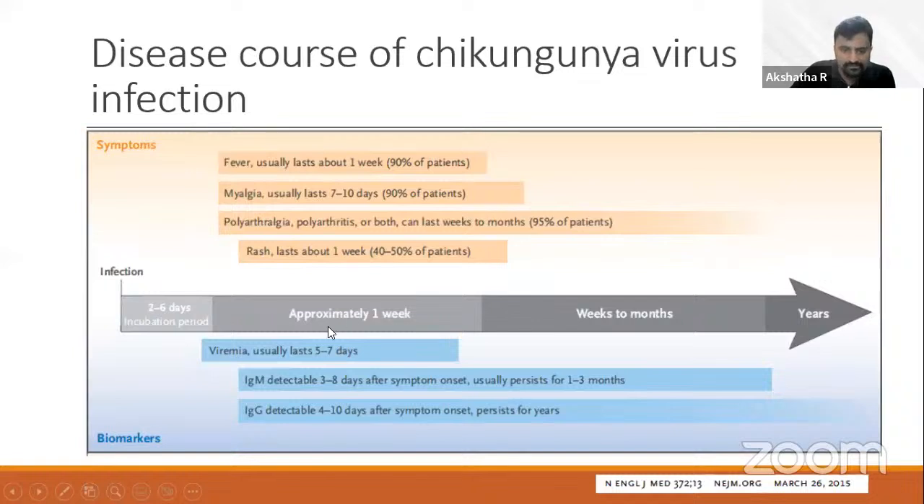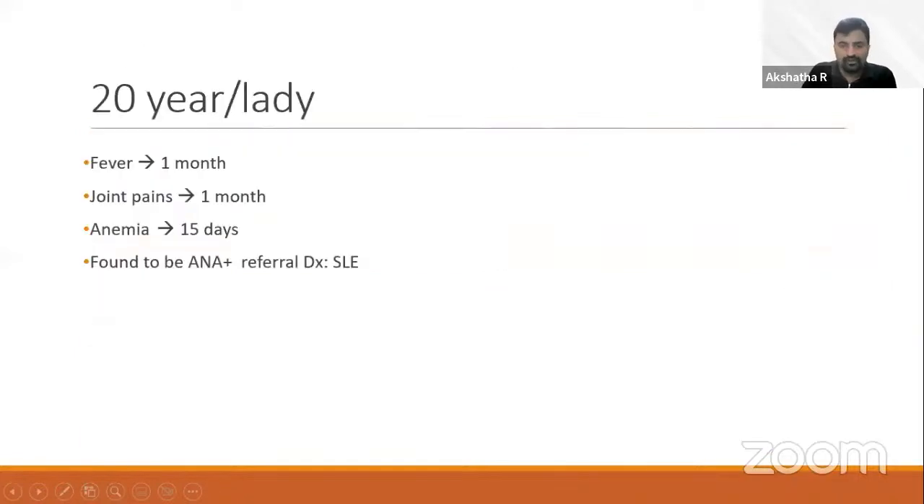So viremia lasts usually only for 1 week, and IgM is detectable 3 to 8 days after symptom onset and persists for 1 to 3 months, and IgG persists for years. So this was all about viral arthritis.